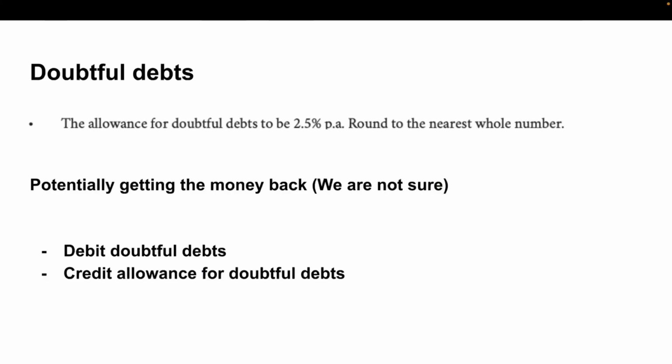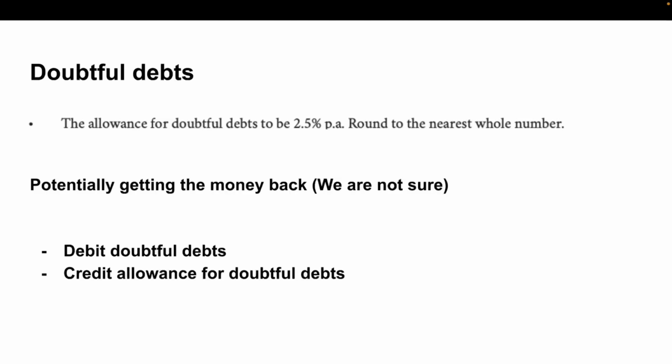But yeah, so pretty much what we're looking for is if we have to increase doubtful debts. So at the moment, if our doubtful debts is below 2.5% of accounts receivable, we need to increase it. We're going to debit doubtful debts and credit allowance for doubtful debts. If it's the other way around, we need to decrease it. We're going to credit doubtful debts and debit allowance for doubtful debts.